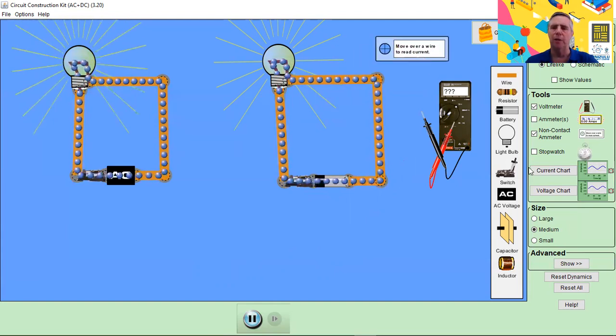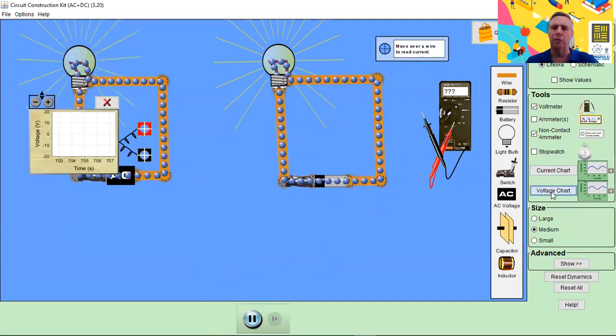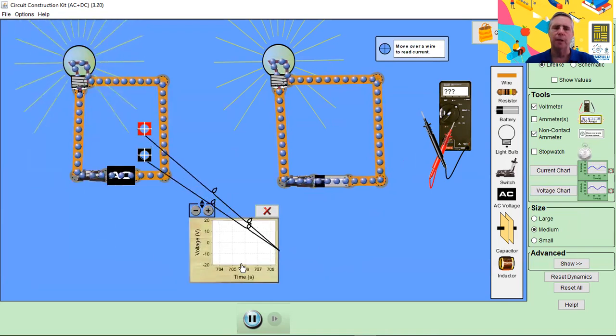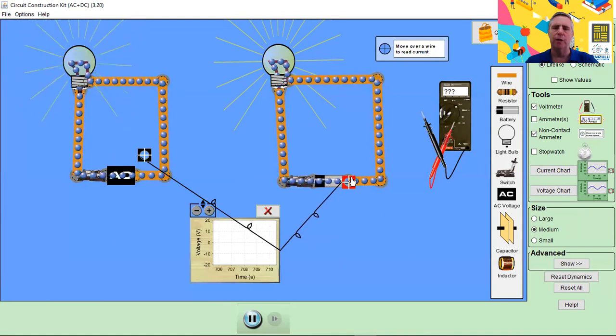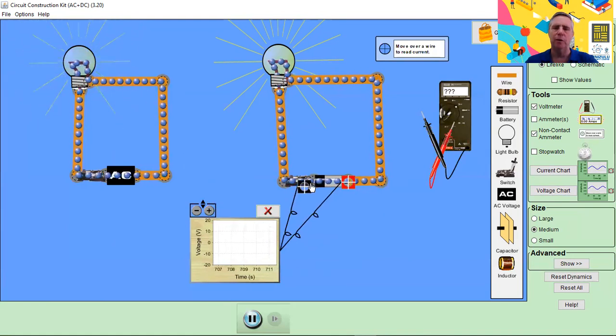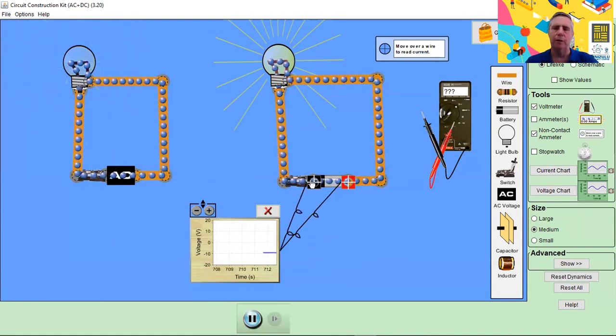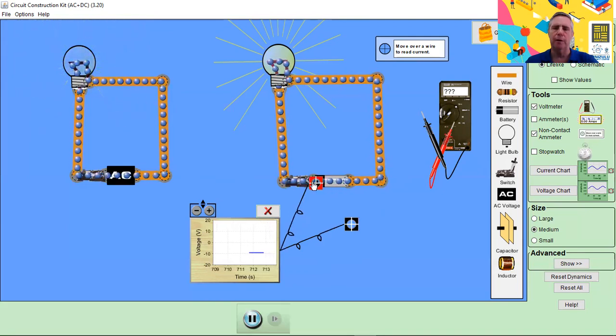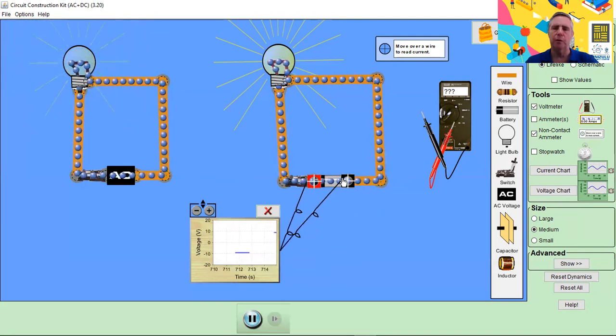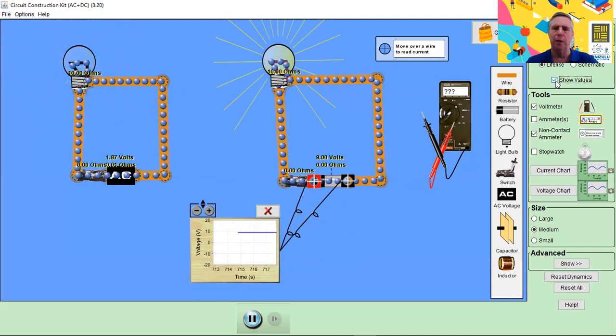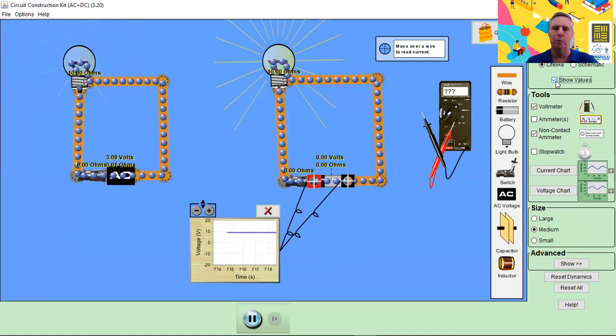So what's probably better is to actually bring out a voltage chart. And this voltage chart measures voltage against time. So let's connect it up to the DC circuit. I think I've got the polarity wrong. Let's get a positive voltage. And you can see we're getting a positive voltage of 9 volts. If I show the values, that is a 9-volt battery. These are 10-ohm bulbs. So it's a steady positive voltage of 9 volts.